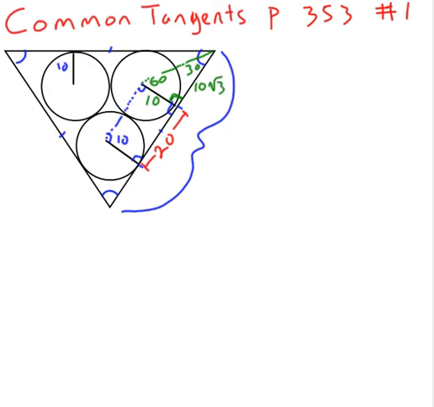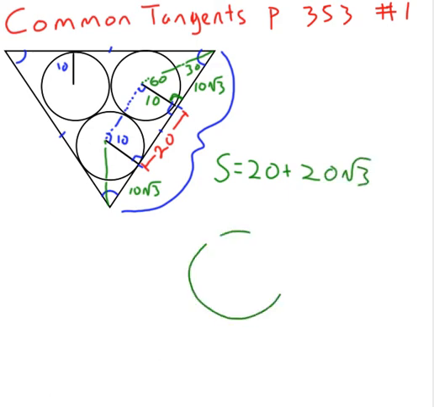So therefore, this long leg must be 10 radical 3. And if that's 10 radical 3, and this is an equilateral triangle, then guess what? We have the same situation going on over here. So this piece is 10 radical 3. You put that together, and the side of this triangle is 20 plus 10 radical 3 plus 10 radical 3, which is 20 radical 3.